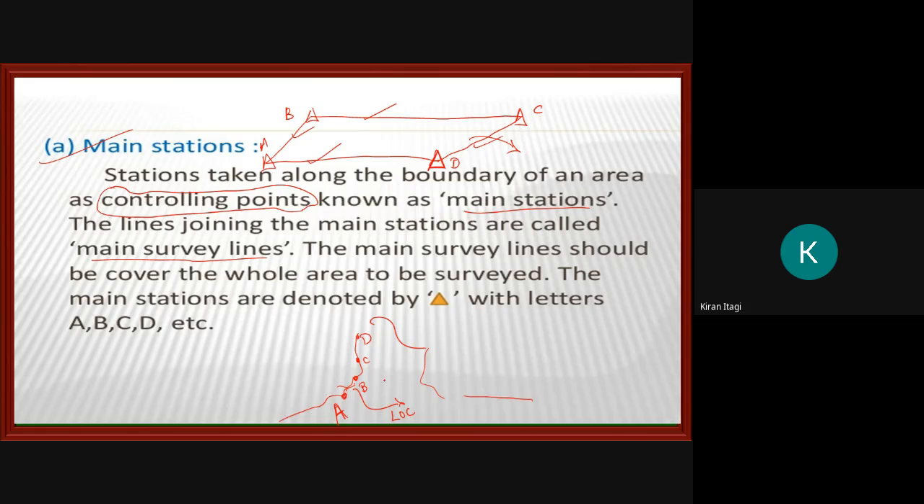Just to make you understand, I am taking this figure. These are the main stations which represent the boundary between north and south. The lines joining them are called survey lines, or LOC. The main survey line should cover the whole area to be surveyed. The main stations are denoted by triangles with the letters A, B, C.